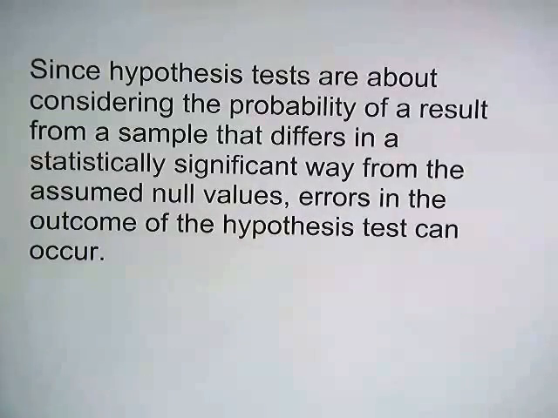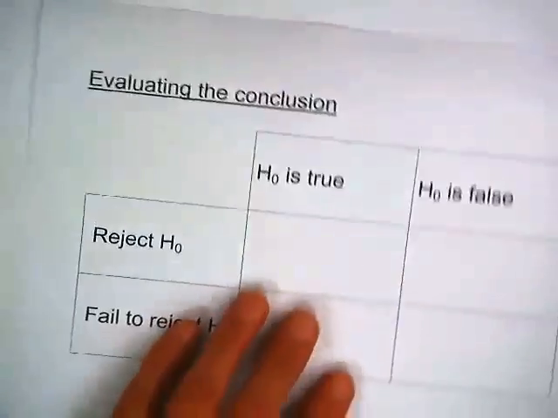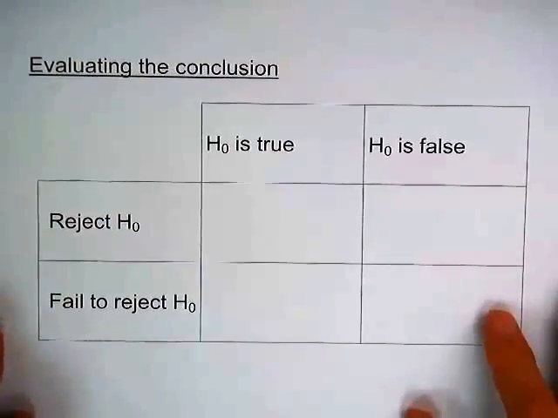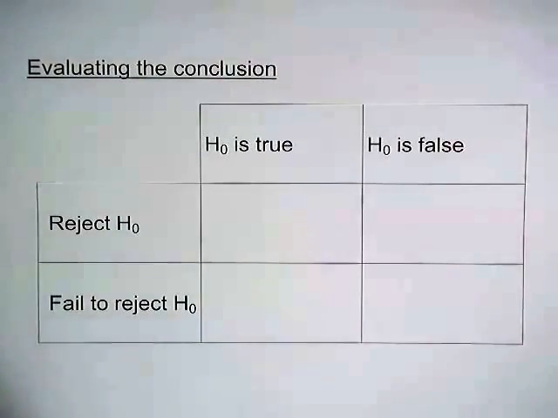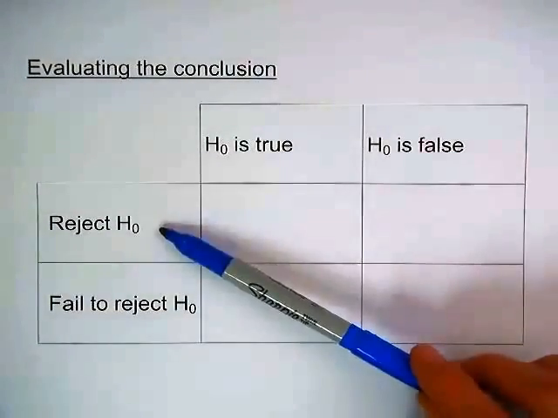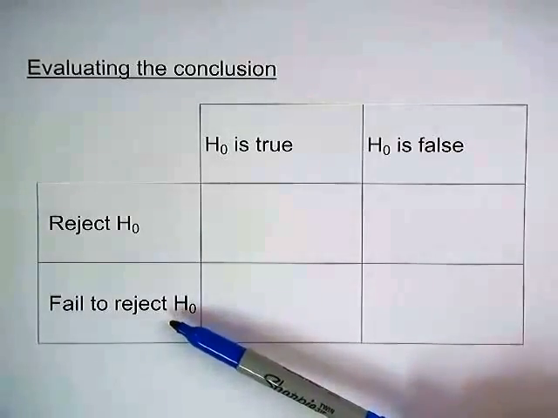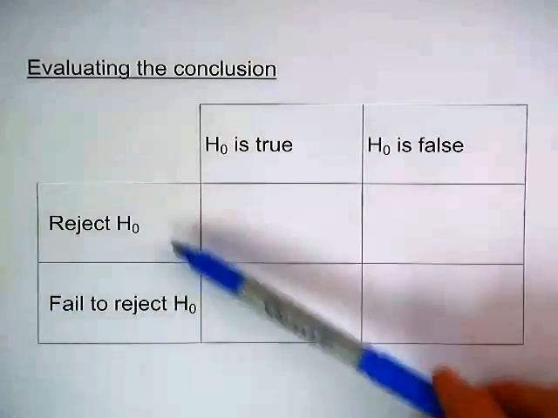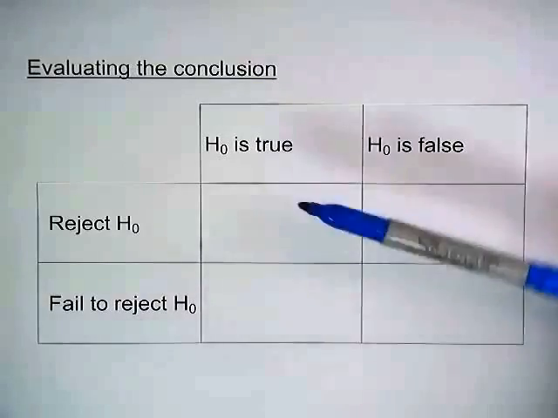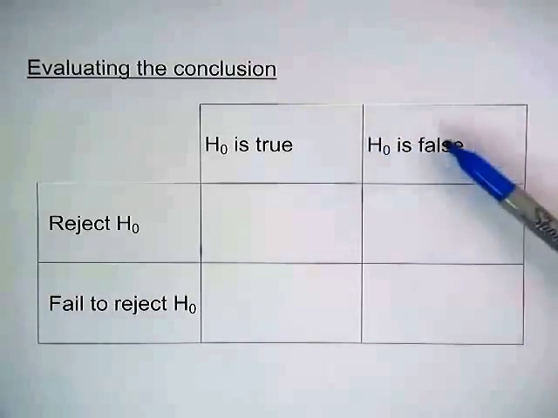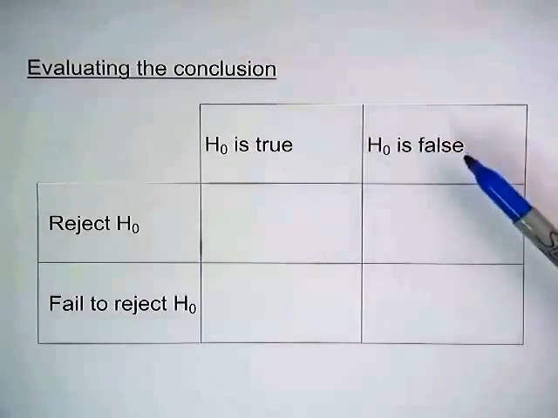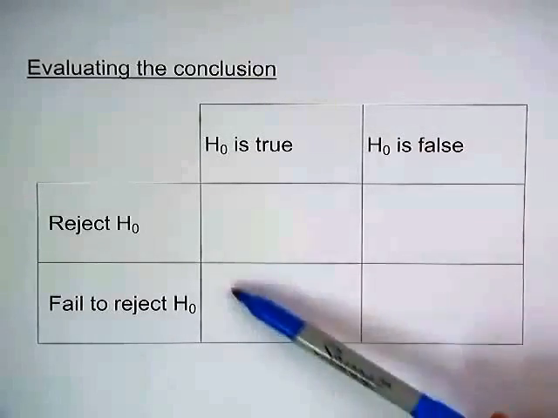Okay, so what we want to do is look at the conclusion and evaluate it. So remember our two possible conclusions are reject the null hypothesis or fail to reject the null hypothesis. Okay, then based on the conclusion that we make, we can test that against whether the null is actually true or whether it's false. So there's really four outcomes here.